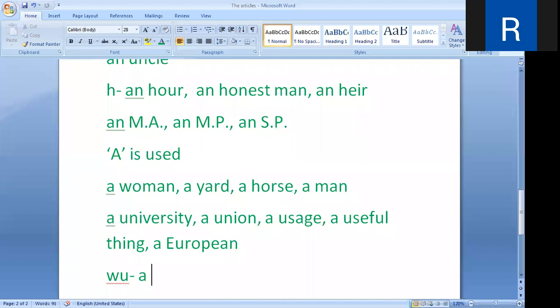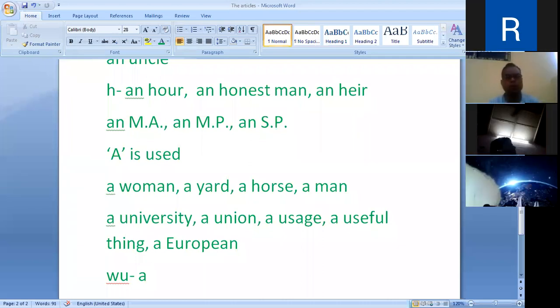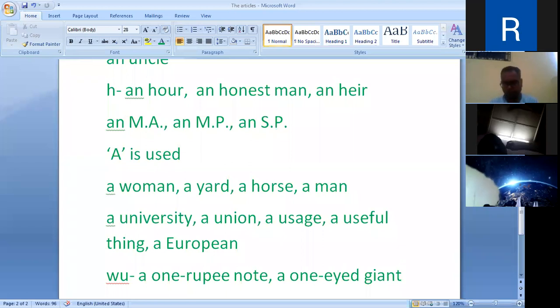For example, a one rupee note, a one-eyed giant. Eyed, giant, one-eyed giant. Giant means monster, a one-eyed giant.